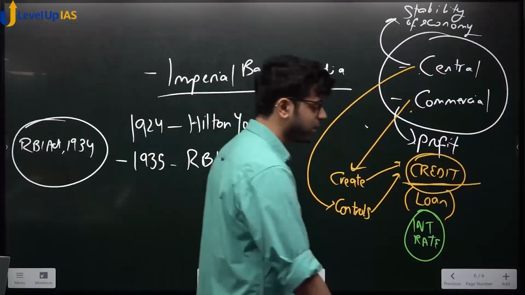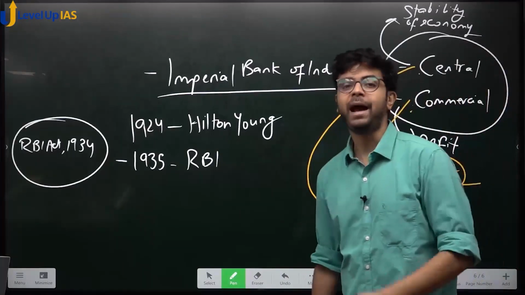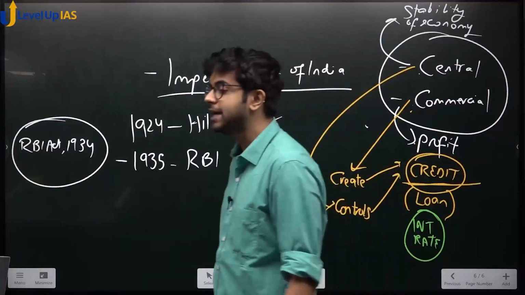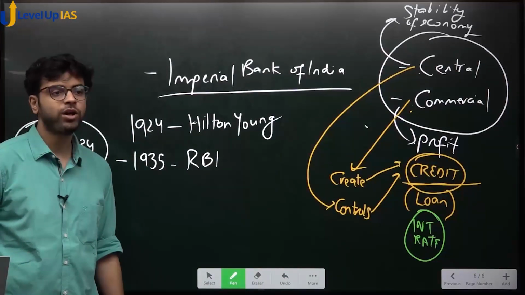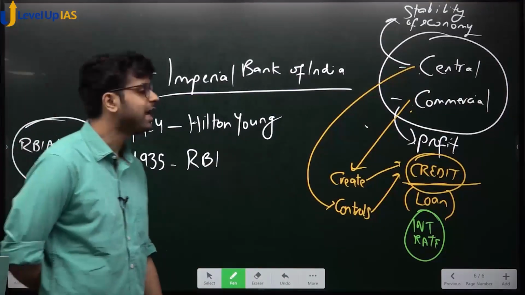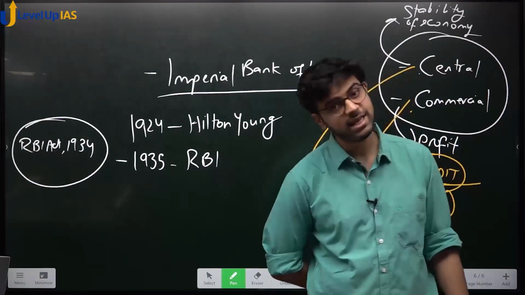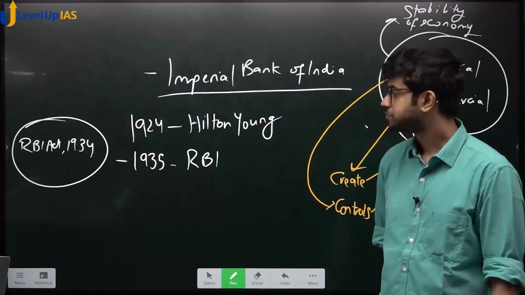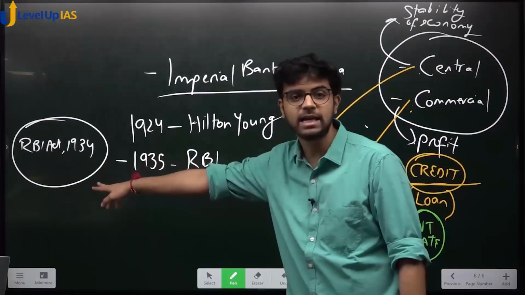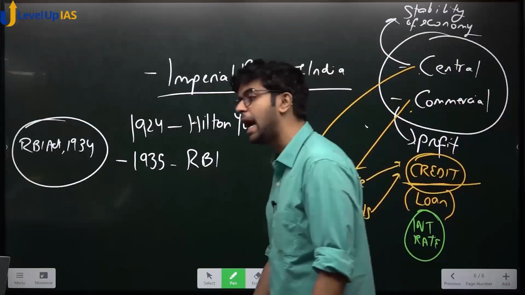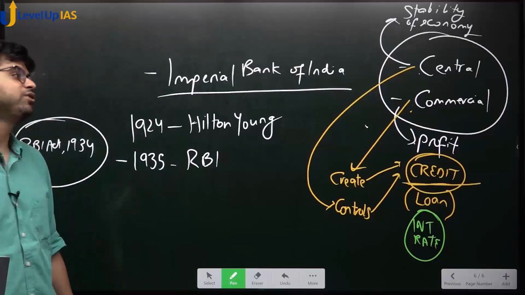So RBI Act, it is a statutory body. Do you know what is a statutory body? Any body which is set up in India according to some act is a statutory body. So now if I ask you Niti Aayog is a statutory body or not, it is not, because there is no Niti Aayog Act. Okay, is LIC a statutory body? Yes, there is an LIC Act, right? Is RBI a statutory body? Yes, RBI has an RBI Act. So any body which is established under an act is known as a statutory body.